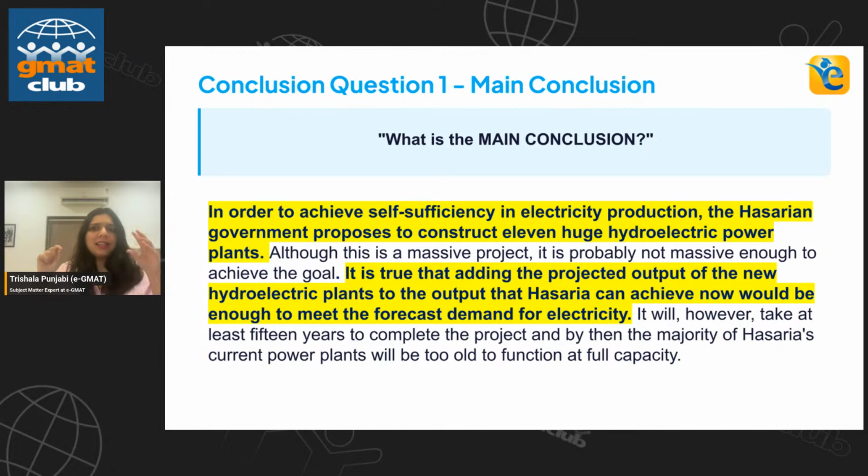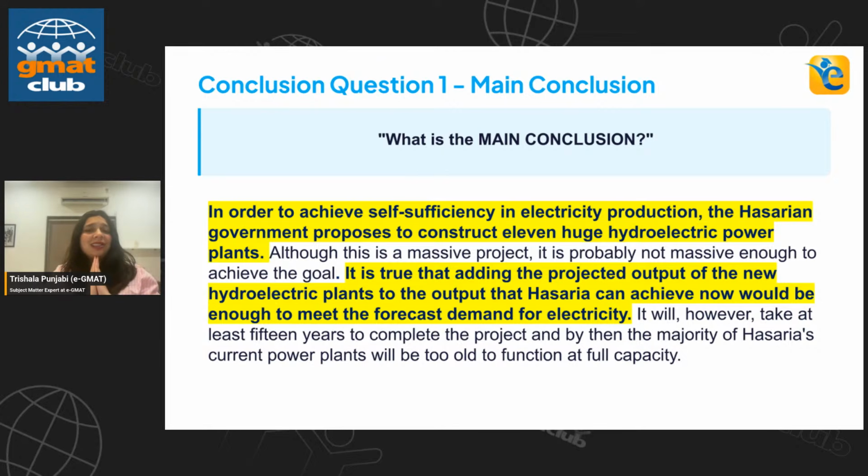What that means is, let's say 2026, and let's assume it says 20 years just for the sake of math. By 2046, the 11 hydroelectric power plants are good enough. But if currently 100 kilowatts of electricity was produced, only 50 kilowatts is produced. So even if those 11 hydroelectric plants are great today, they are not going to be great in the future. Hence, the goal will not be achieved. That is what the entire argument is saying.